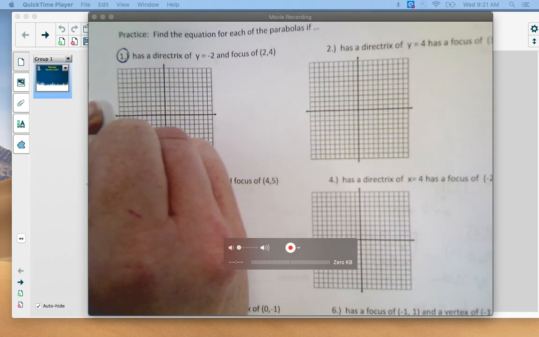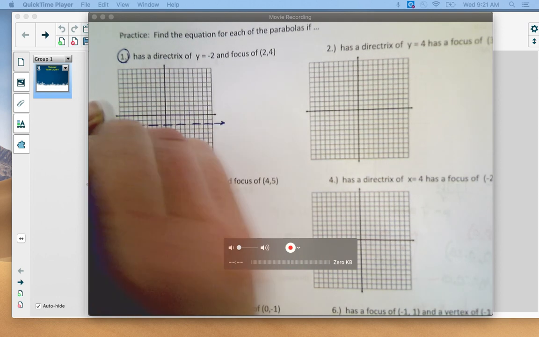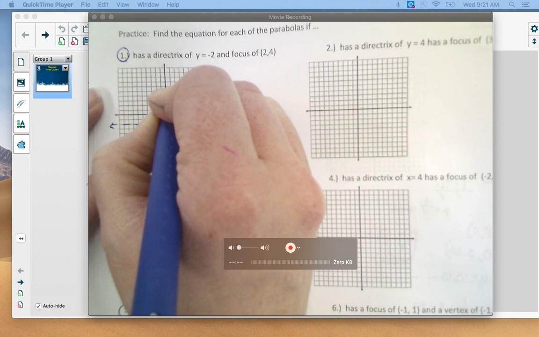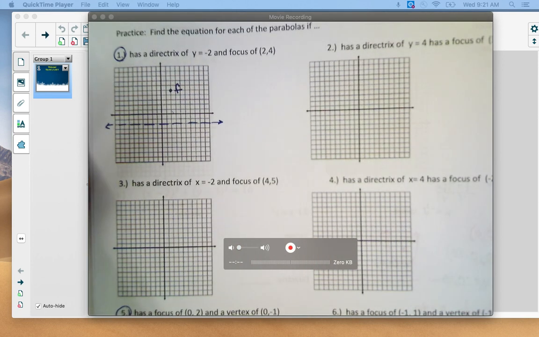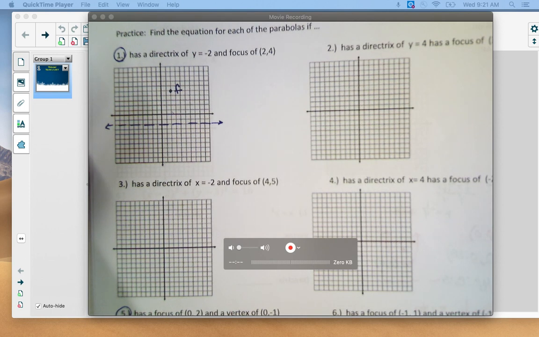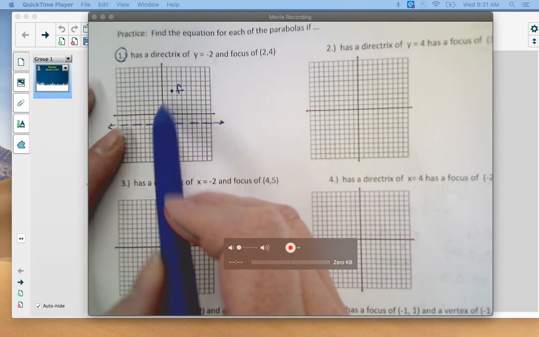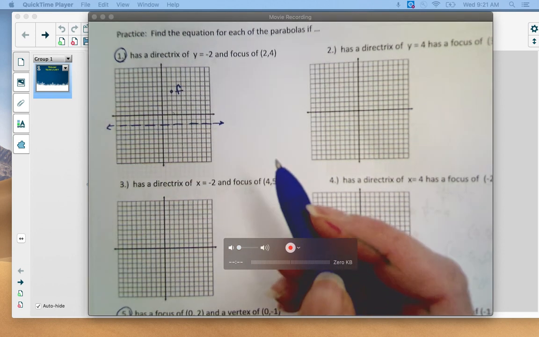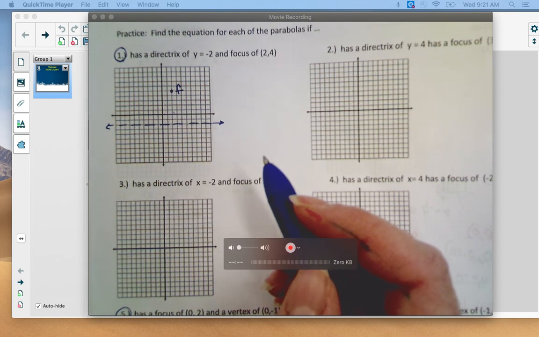So I'm going to have y equals negative 2. Focal point of 2, 4. And right away, I'm going to label that F. So if I have my directrix and my focal point, where does your vertex lie? Does it lie above your focal point, in between your focal point and your directrix, or below your directrix? In between, and where in between? Halfway, right? Right dead smack in the middle.